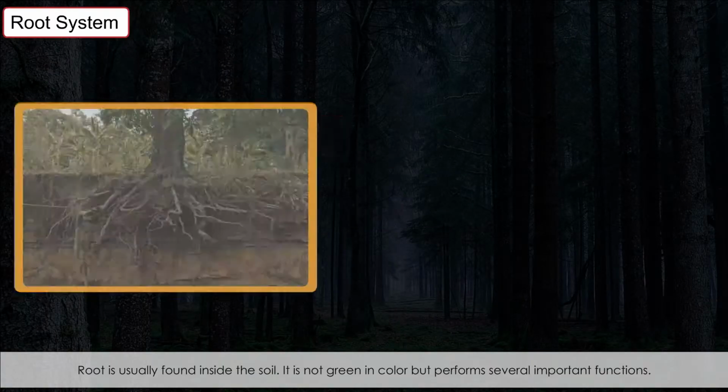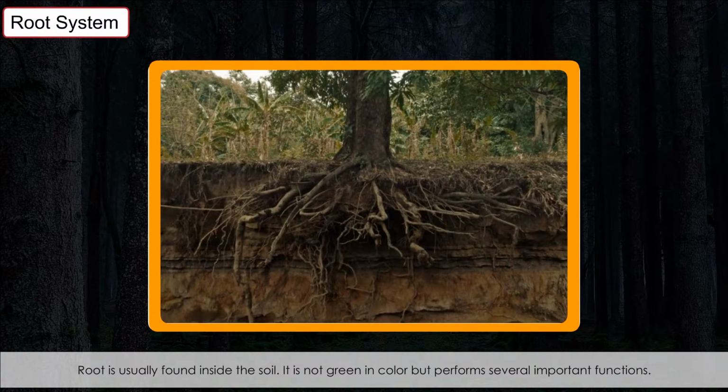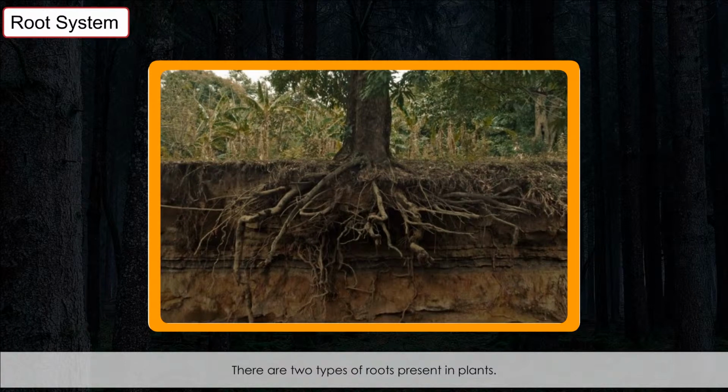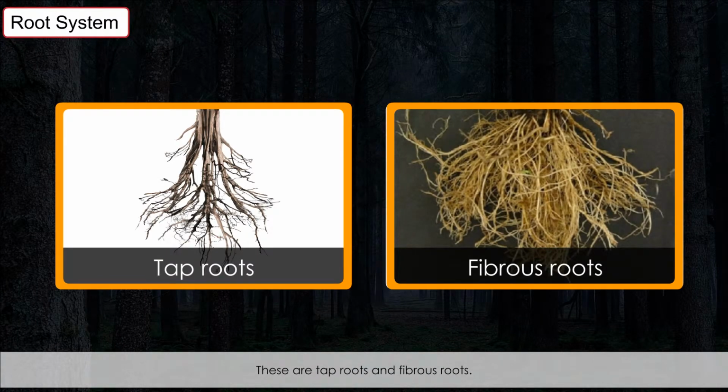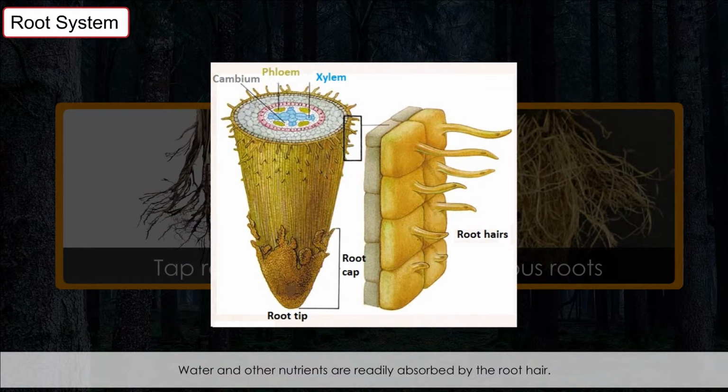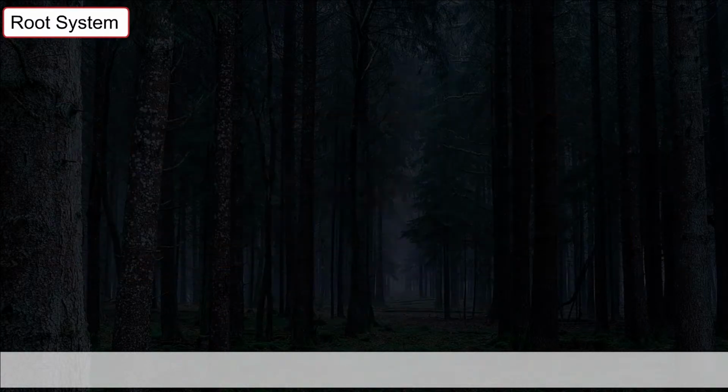Root system. Root is usually found inside the soil. It is not green in color but performs several important functions. There are 2 types of roots present in the plants. These are taproots and fibrous roots. In both types of roots, there are very fine hair-like structures called the root hair. Water and other nutrients are readily absorbed by the root hair.